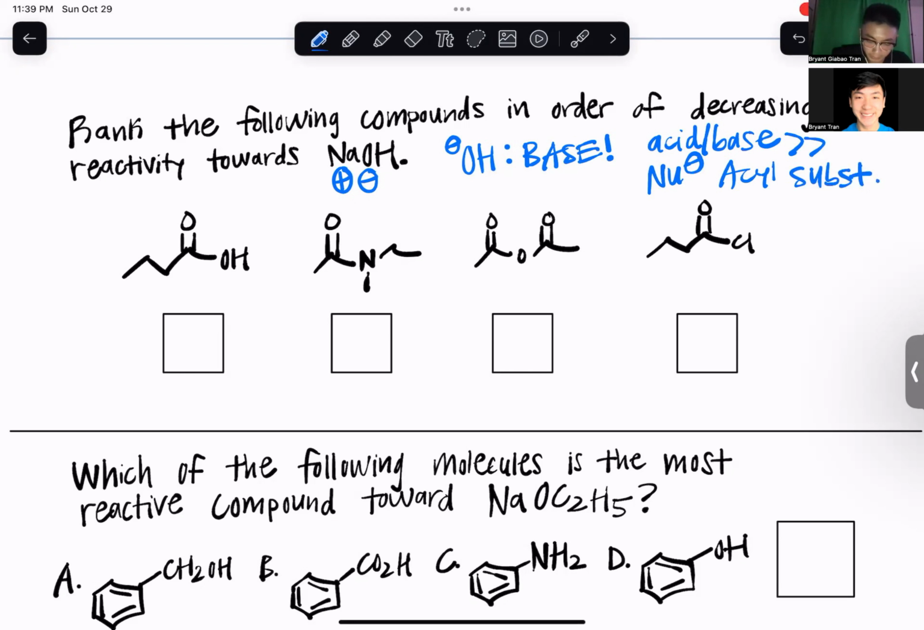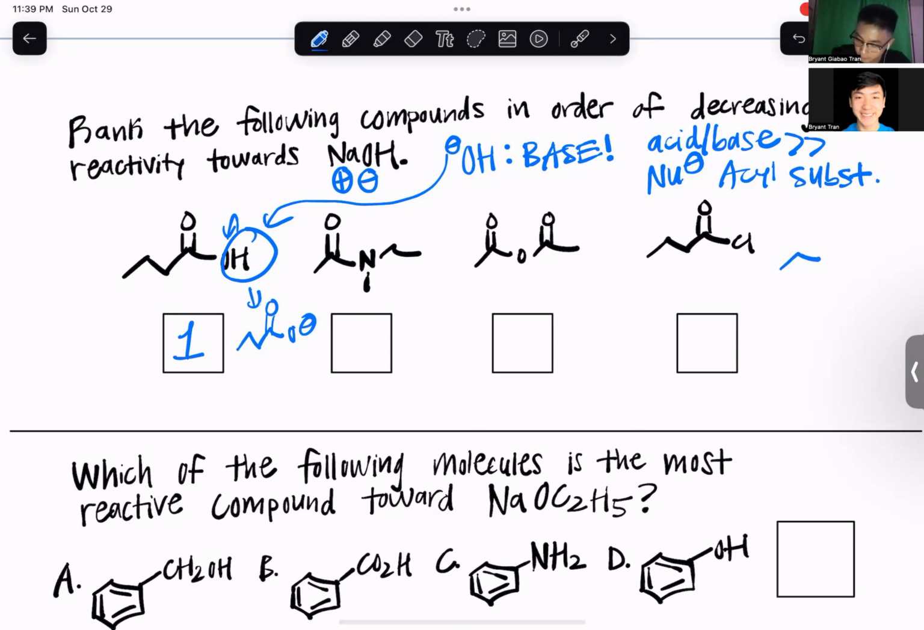So in this case, we see that we have a very acidic hydrogen there connected to the carboxylic acid. The OH minus is going to be very attracted to that H. So this is going to do an acid-base reaction, forming a carboxylate here, making this carboxylic acid the most reactive towards NaOH. And then we go towards the carboxylic acid derivatives, where the most reactive derivative will be the acyl halides. The second most reactive derivative would be the anhydrides. And then it'll be the esters. And then the least reactive would be the amides.